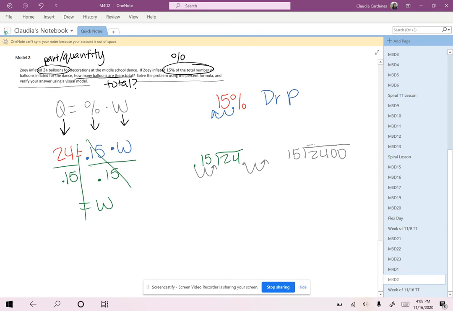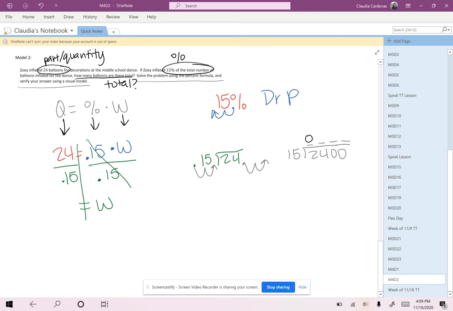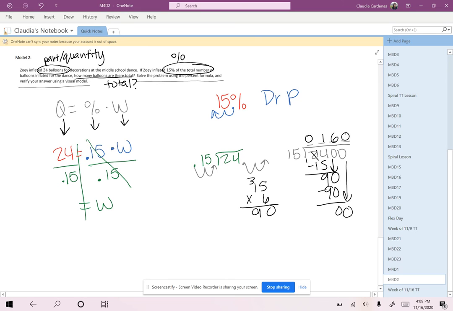And now we have 15 going into 2400. And 15 goes into 24 one time. And then we're left with 9. Then I know 15 goes into 90 six times. So that's 16 total. And if we need to double check or draw a top-bottom chart out, we can. And then bringing down the last 0, 15 goes into 0 zero times. So W equals 160. But what does that mean?